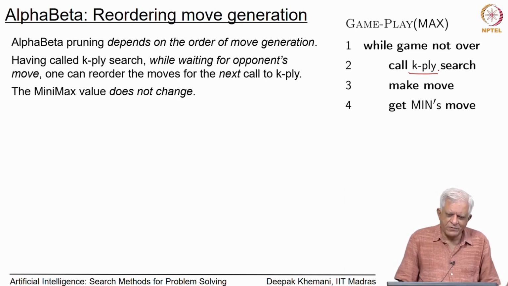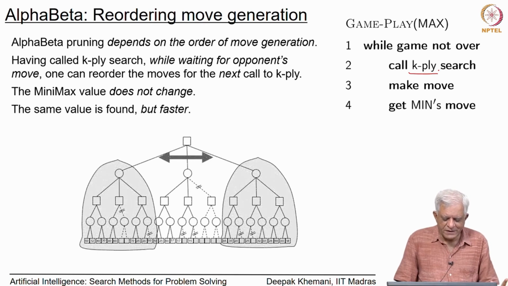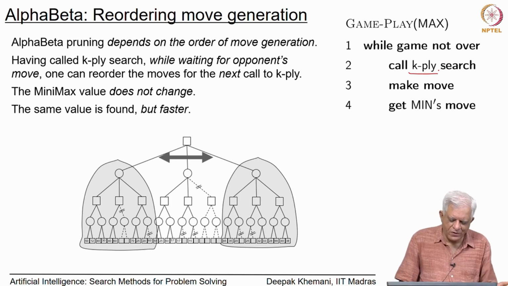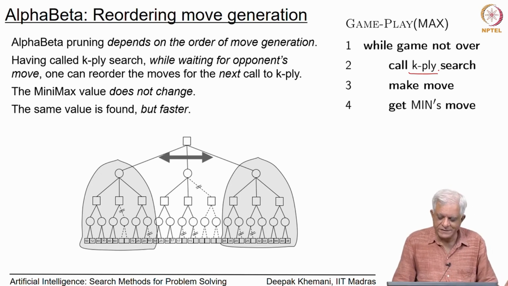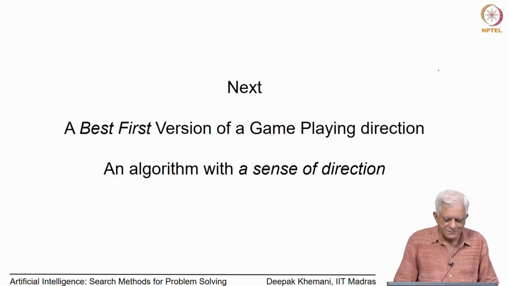The minimax value that you will get because of this reordering does not change. The value is still the same, but the difference is that it would be found faster. So, what do we mean by reordering? For example, these two subtrees that I have highlighted, you could have exchanged them, looked at the right subtree first instead of the left, or in other words you could have drawn them such that they are rotated about the y axis, and this is something that is done by game playing algorithms.